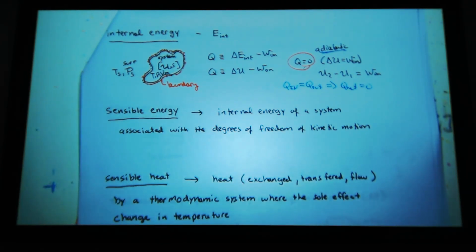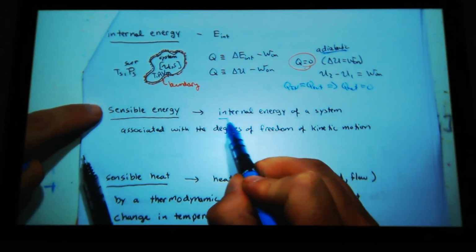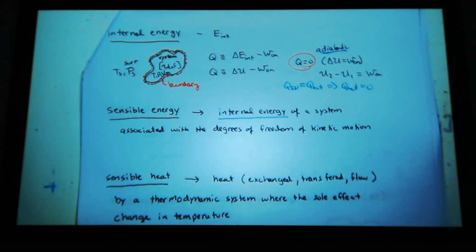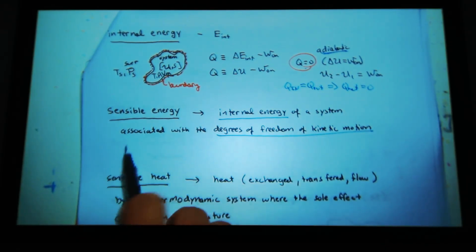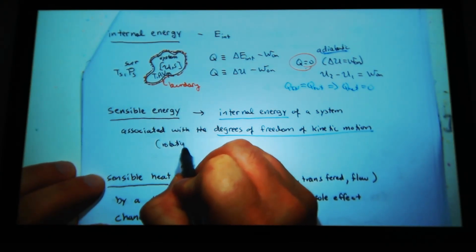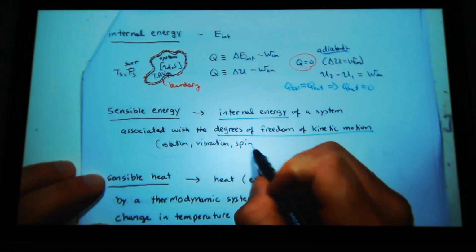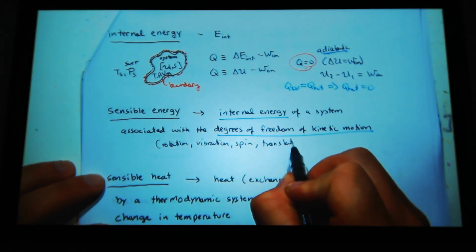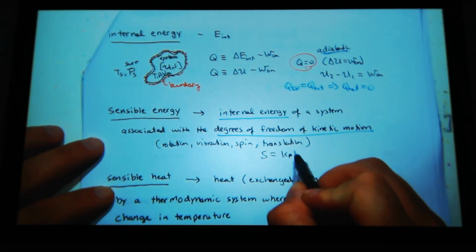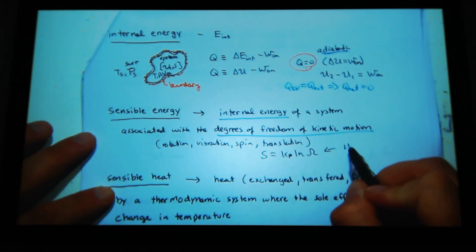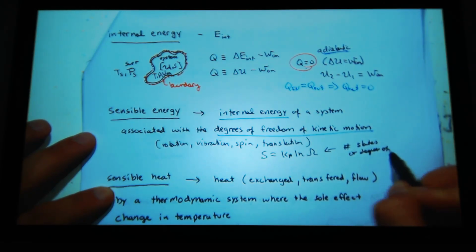Okay, so sensible energy. This is the internal energy of a system. Again, I go back to internal energy: sensible energy is the internal energy of a system associated with degrees of freedom of kinetic motion. So what are the degrees of freedom of kinetic motion? Rotation, vibration, spin, translation. Just as context, S equals k_B natural log of omega, the number of states, or degrees of freedom.